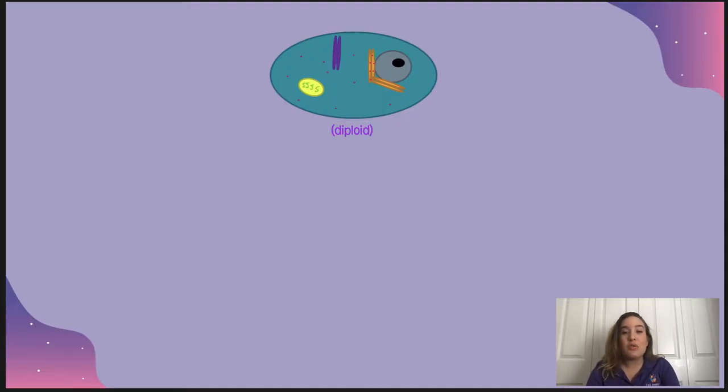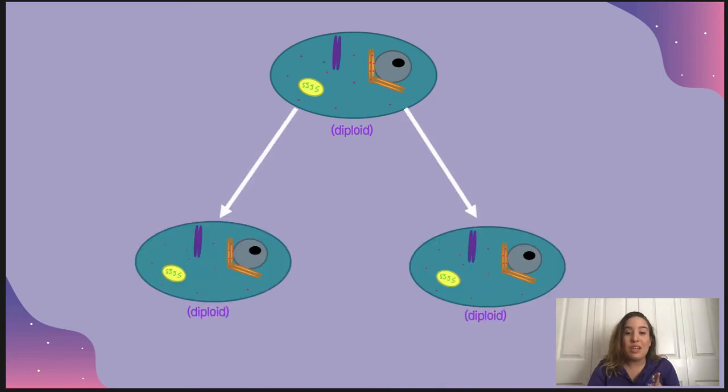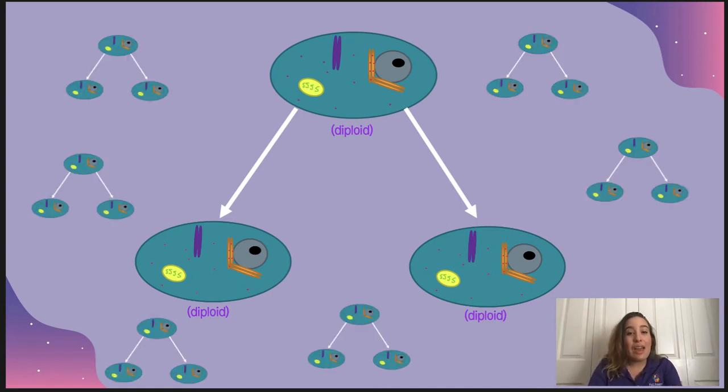The cell cycle is responsible for maintaining an appropriate amount of cells within our bodies by splitting one diploid cell into two identical diploid daughter cells. And it's able to do this throughout the whole entire body.